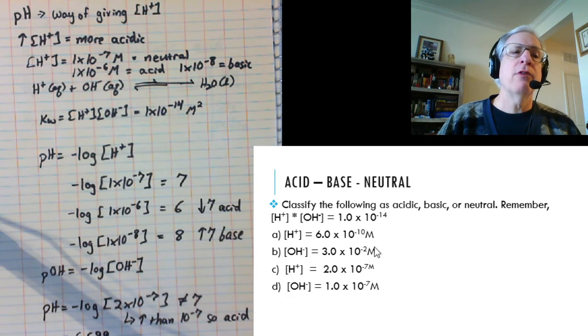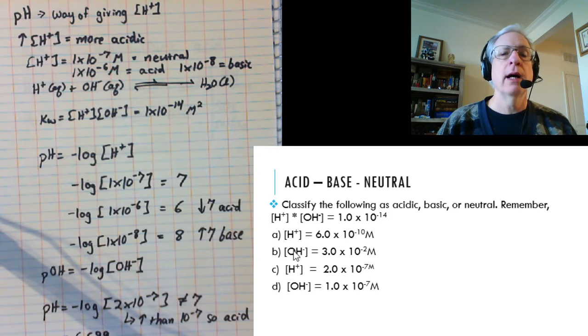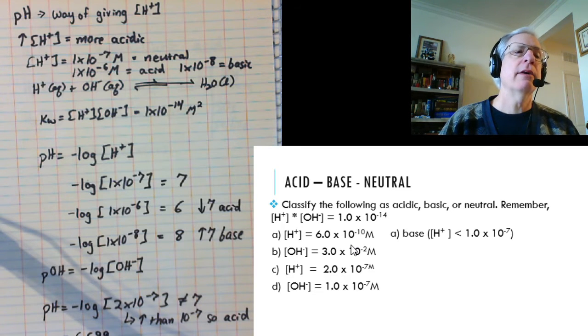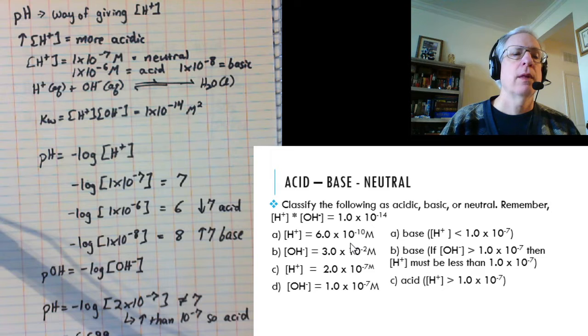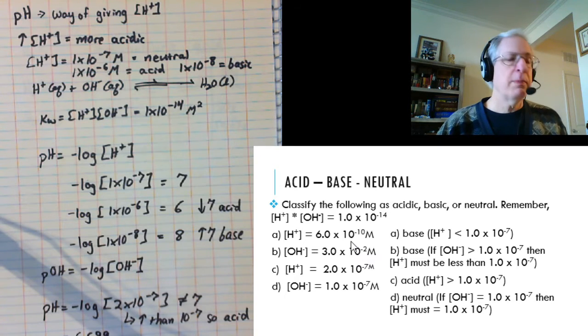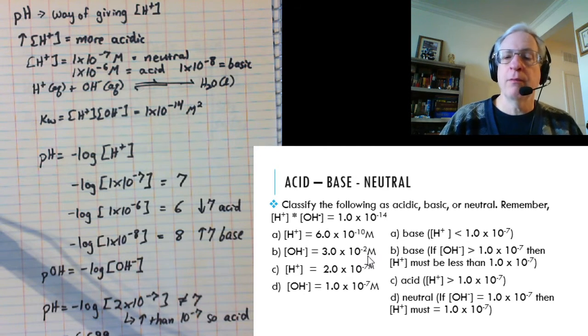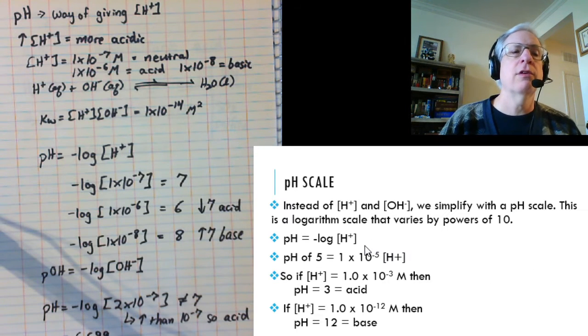So that's one way of doing acid-base strength. We look at the concentrations of hydronium or hydroxide. But another easier way is with this pH thing, where I'm going to head next. But first, make sure you understand hydrogen ion concentration and hydroxide ion concentrations.